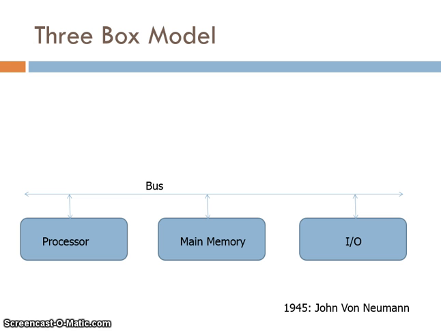One of the things that has been looked at before is the idea of a three box model. So this represents a computer system as laid out by John von Neumann in 1945. This shows that there is a processor, a main memory, and input-output all linked together by what's known as a system bus.